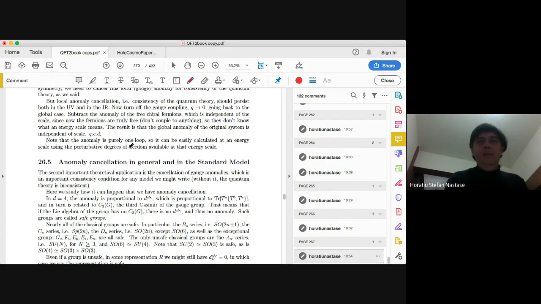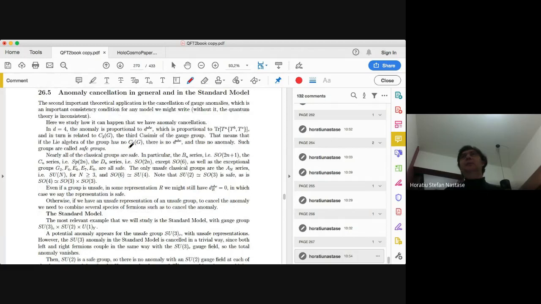Okay, so up to now there was only global symmetry, and in this anomaly matching we had to sort of fake it in to make it local. But now let's have a physical application of the cancellation of the local gauge anomaly. And specifically, let's consider the standard model of particle physics.